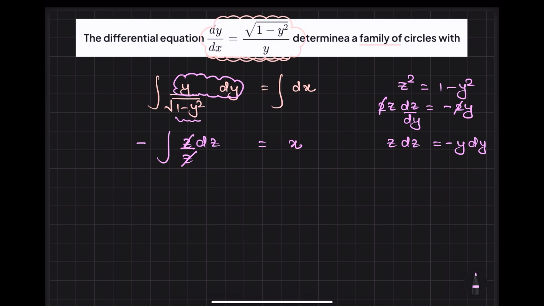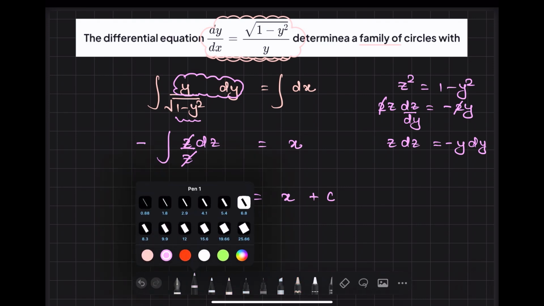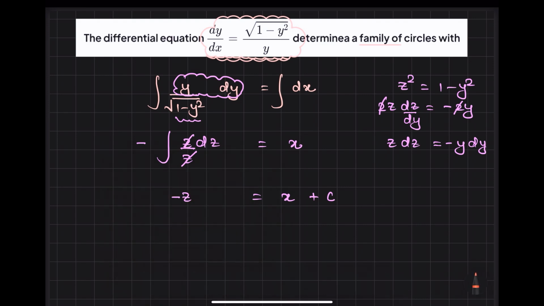Now let's do the integration on this side as well. So our integration will become minus z equals x plus the integration constant c. Now look at how we will approach this. They have given you the question in terms of x and y, but you have written the answer in terms of z and x, correct? So you have to replace z. So who is z? z is minus root under 1 minus y square, correct?